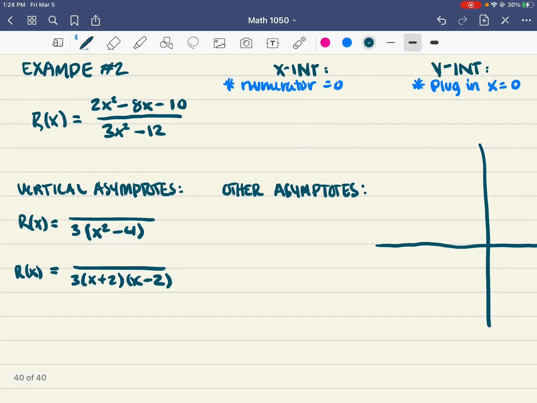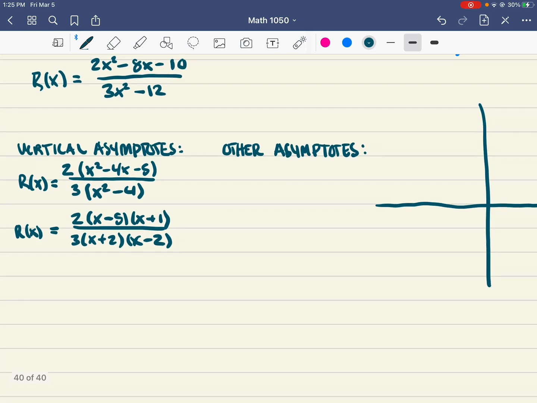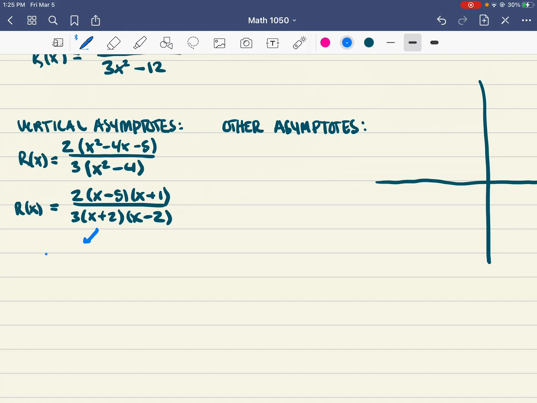I'm just noticing that we probably should double check that the numerator doesn't factor into something that can reduce. So I guess I will cave and do that. The numerator has a 2 that can be factored out: 2 times x squared minus 4x minus 5. Which then factors into x, so multiplies to negative 5, adds to negative 4, is x minus 5 and x plus 1. So no, it doesn't have anything that reduces.